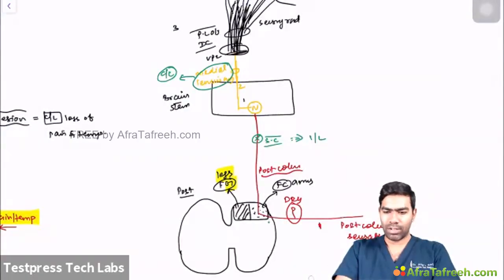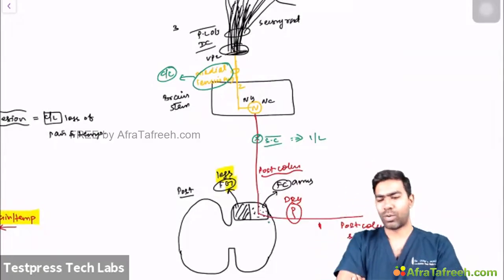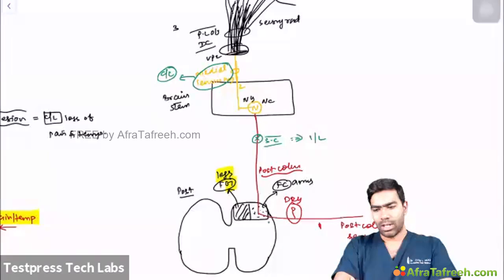And you have nucleus gracilis and nucleus cuneatus separately in the lower part of the medulla. Even though, to avoid confusion, I've drawn only one single nucleus, nucleus gracilis and nucleus cuneatus are also there. So now you know where, if you have the problem, you're going to get the issue.